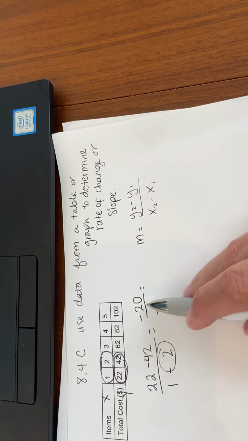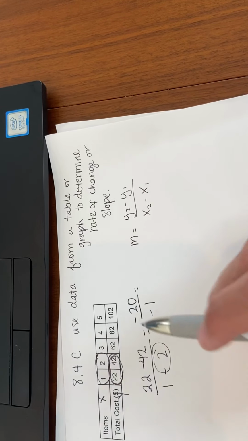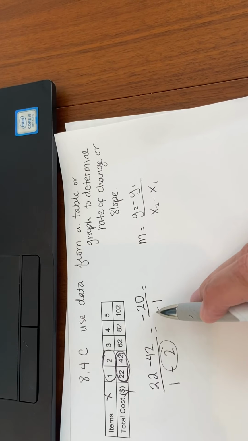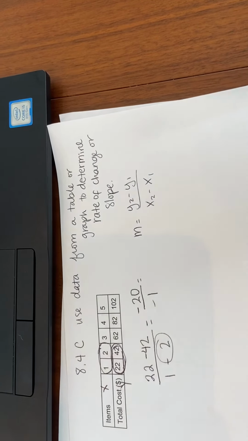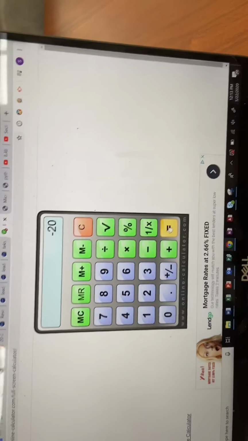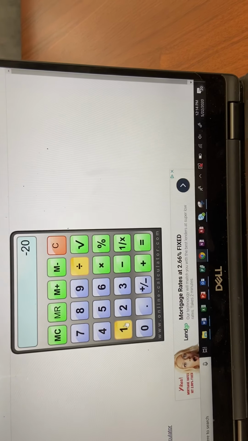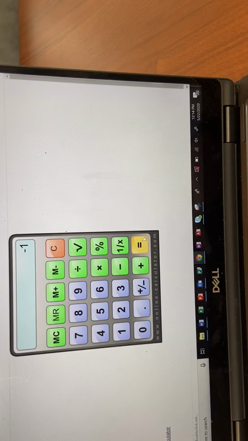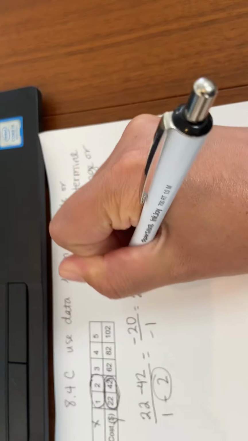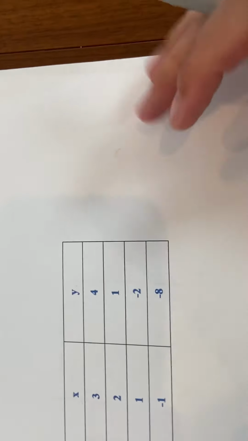Mainly we need to divide our y by x. So just like with our constant rate of change in proportional graphs, we divide y by x. And slope is always going to be positive or negative based on the integer rules. Meaning, if I take negative 20 and divide it by negative 1, a negative divided by a negative is a positive. So my slope is positive 20. M equals 20.